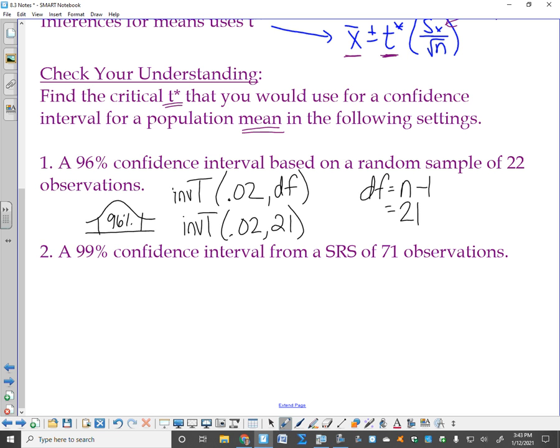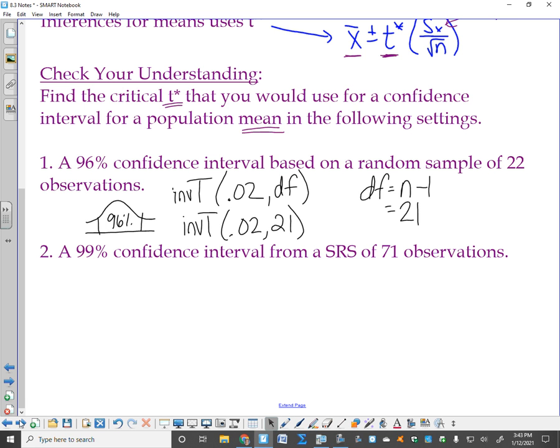Okay, but just to talk through it one more time. Normally, this is where I would inverse norm, but I am not a normal distribution. I'm a t-distribution. So I'm going to inverse t. I want to be 96%. That leaves 4% outside, so 2% to the left. So 0.02, comma, degrees of freedom. Degrees of freedom is sample size minus 1, and that's why it's a 21.